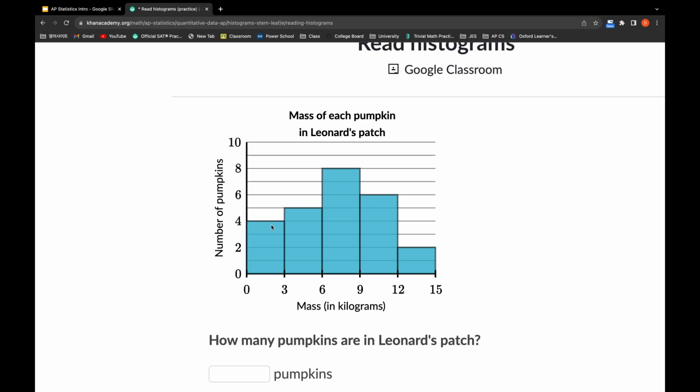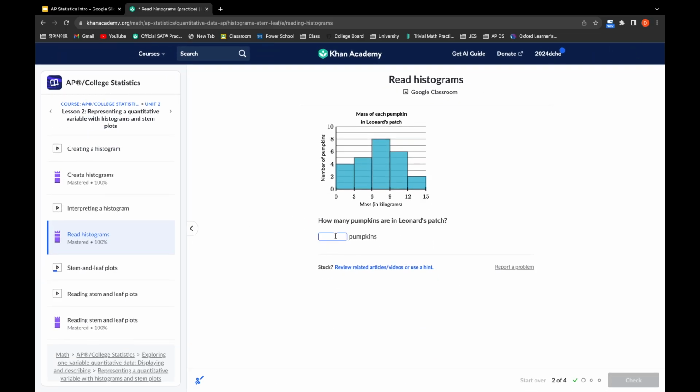For example, here we have 4 pumpkins that are between 0 and 3, 5 pumpkins that are between 3 and 6, and so on. If we add all the numbers here, we have 4 plus 5, that is 9, 9 plus 8, that is 17, 17 plus 6, that's 23, and 23 plus 2 is 25. So we have 25 pumpkins in total. Yay.